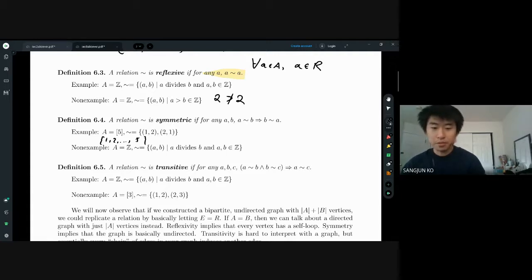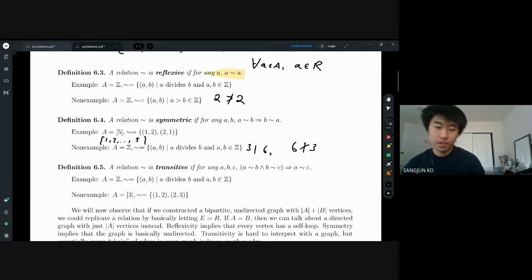As a non-example, we have the divides relation from the last definition. Because let's see, 3 divides 6, but 6 does not divide 3. So this is not symmetric.